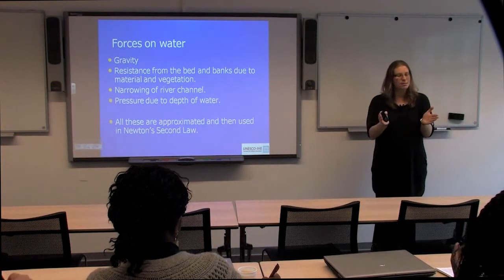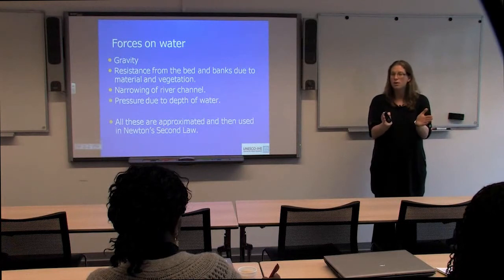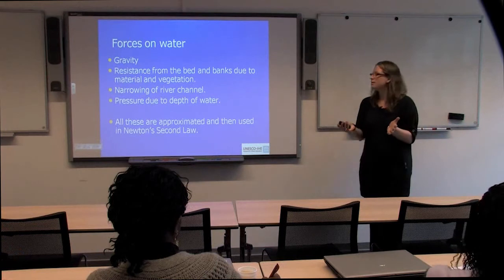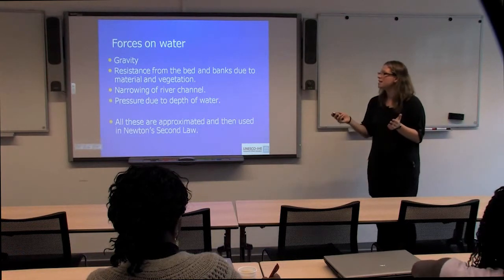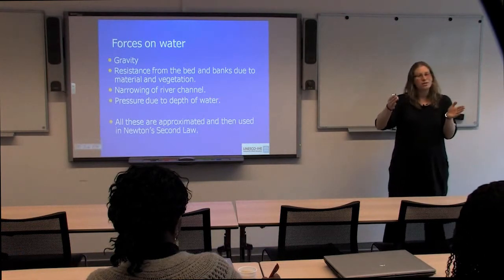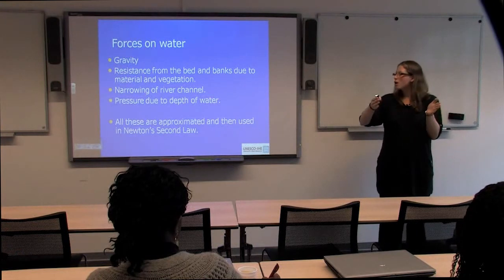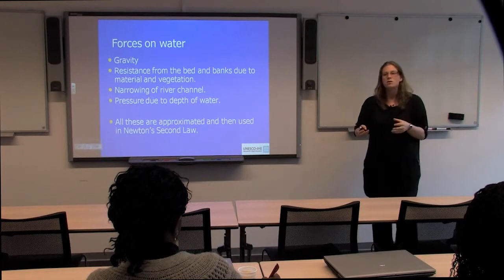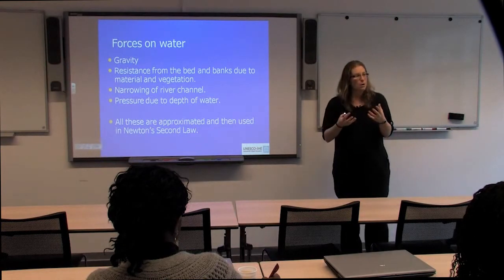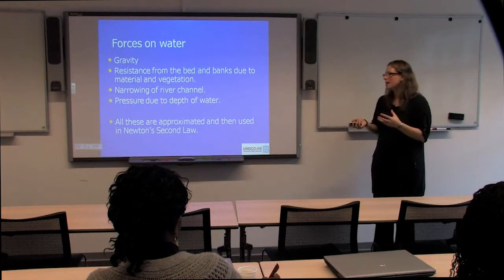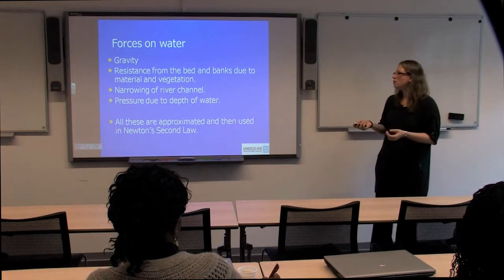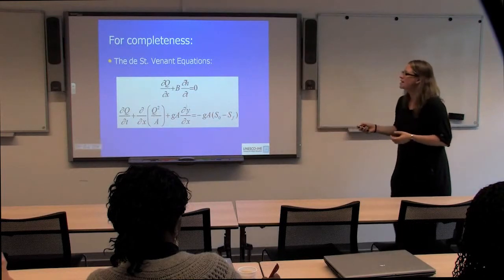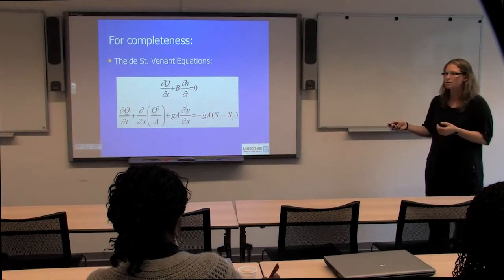You might also get constriction of flow, narrowing of the channel. So maybe there's a bridge, maybe there's a constriction. That also acts against gravity. And then you also have to balance up the pressure due to the depth of water at these two cross sections. When we bring together all of those components, and approximate them and use Newton's second law, we arrive at what is known as the Saint-Venant equations.